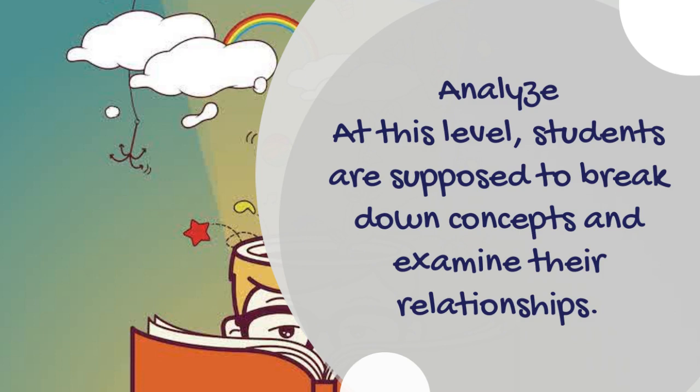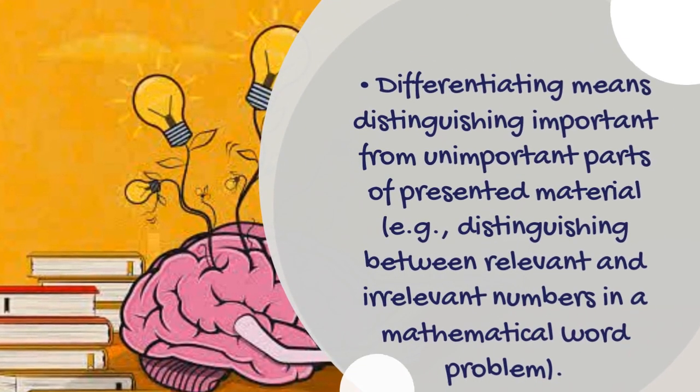The fourth level of Bloom's taxonomy is about analyzing, and at this level, students are supposed to break down a concept or examine their relationships. For instance, they might be asked to recognize the gene that is responsible for a certain disease. The three processes associated with this stage are differentiating, organizing, and attributing. And we will start with the differentiating level.